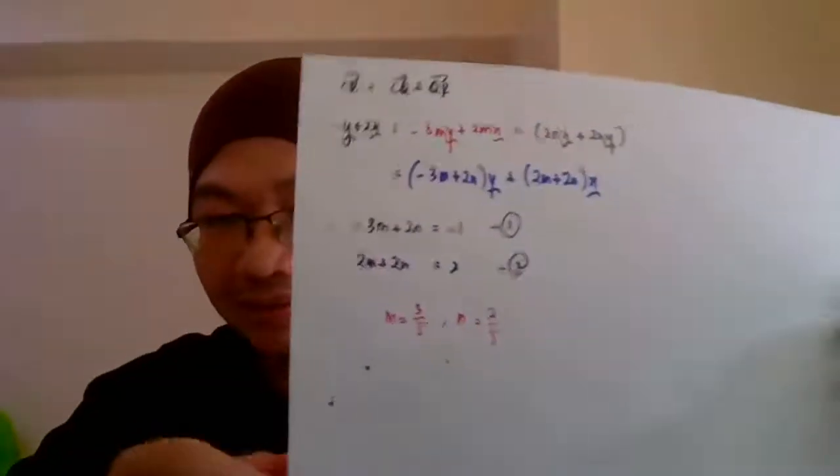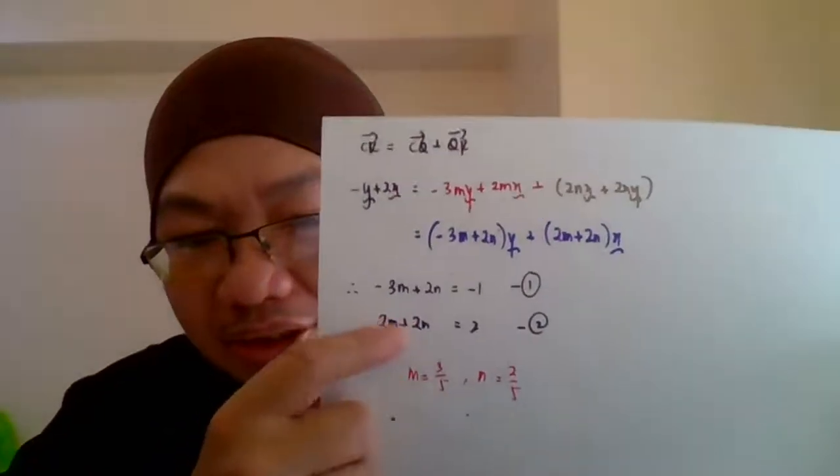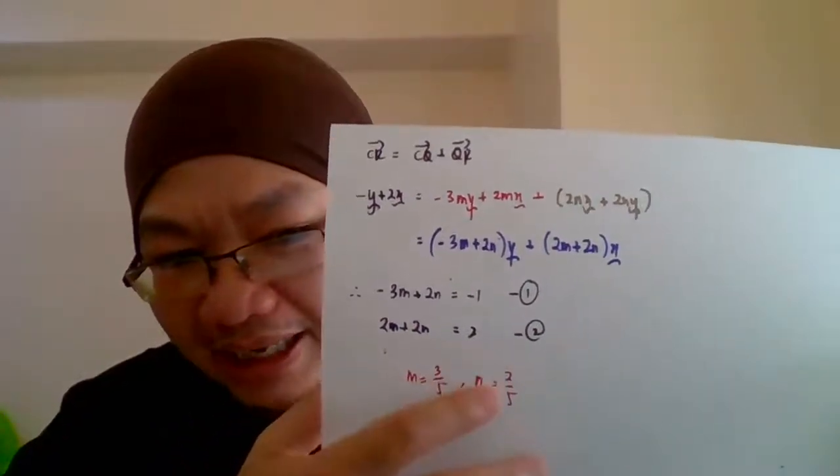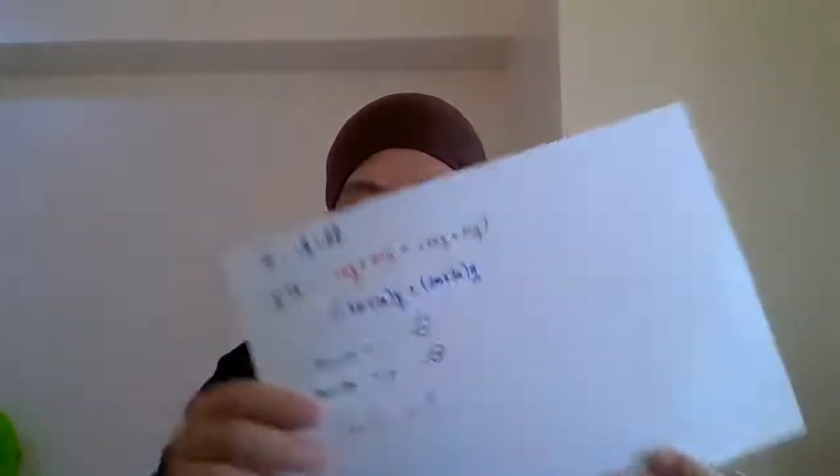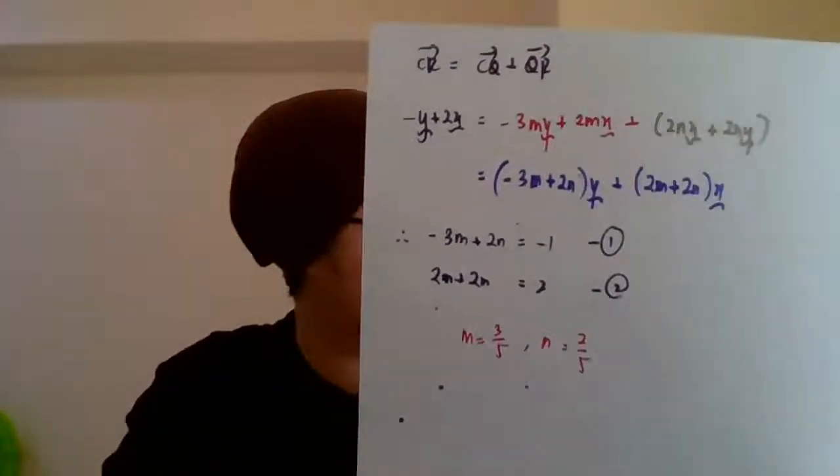Simultaneous: negative 3, 2, negative 1, 2, 2, 2. We get the answer here. This is the answer that I obtained from the calculator, so I hope you also get the same answer. So m equals 3 over 5 and n equals 2 over 5. Please double check: is my answer correct or not? 3 over 5 and 2 over 5.